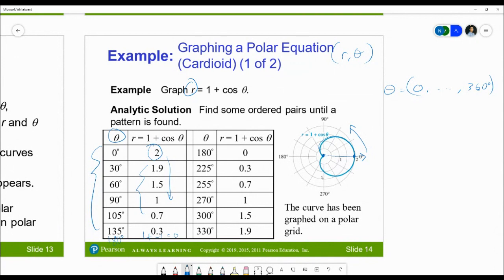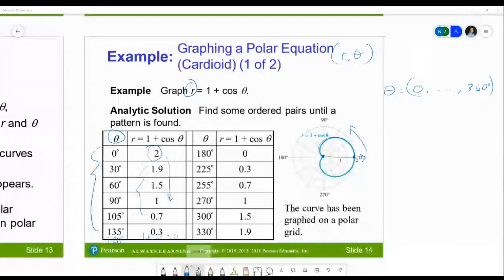Now I'm going to show you this on the calculator, and I'm actually going to use the graphing calculator because I want you to see the path that it takes. So if you have a graphing calculator, feel free to follow along.